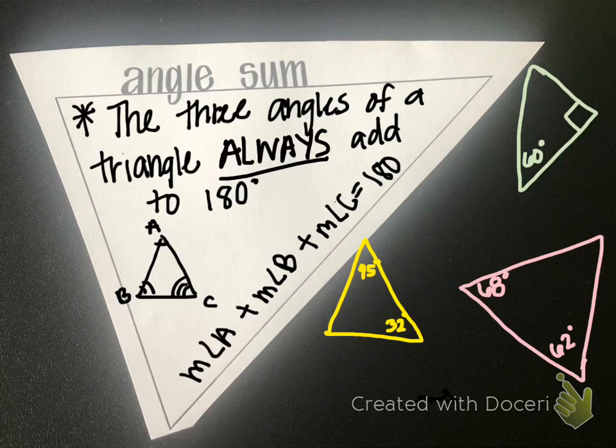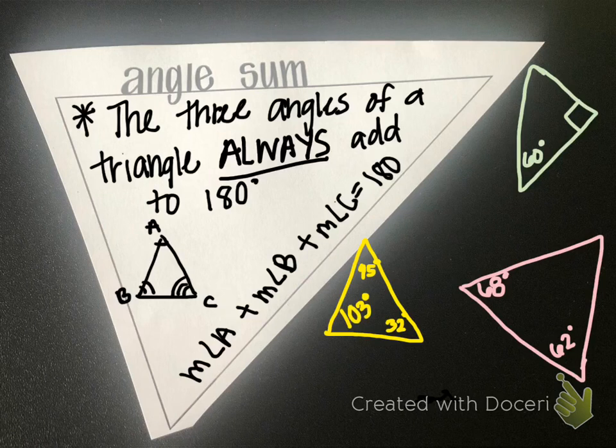Okay, so here once again, if we're looking at the yellow triangle, we have one angle being 45 degrees, another being 32 degrees. And so to find the third angle, all three of them have to add up to 180. So if we do 180 minus 45 minus 32, we're going to find out that the last angle should be 103 degrees. I can write that in.